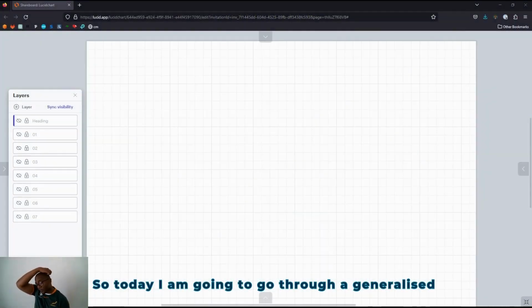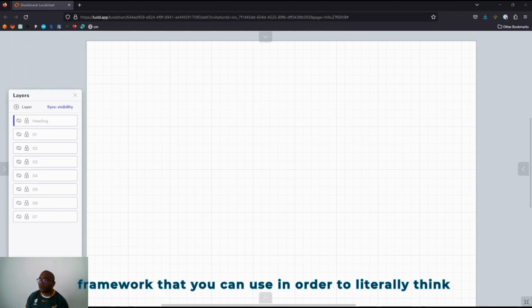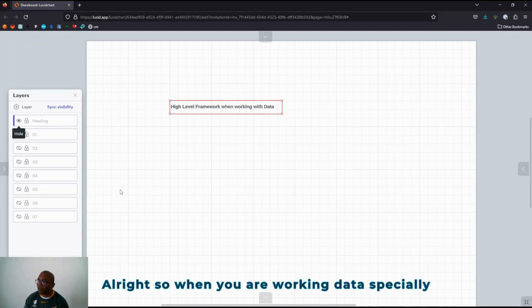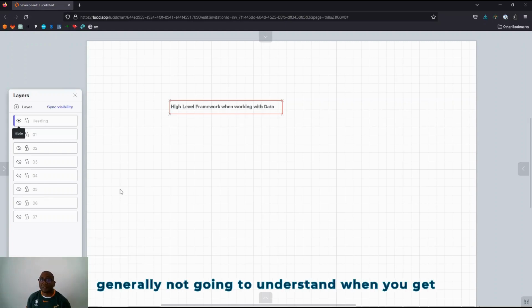Today I'm going to go through a generalized framework that you can use in order to literally think about how the data world works, right? So when you're working with data, especially if you're not technical, you don't necessarily come from this world, there's a few things that you're generally not going to understand when you get started. And so what this is meant to be is a really high level framework to think through, okay, what does my data look like? What should it look like? What should I be considering here?